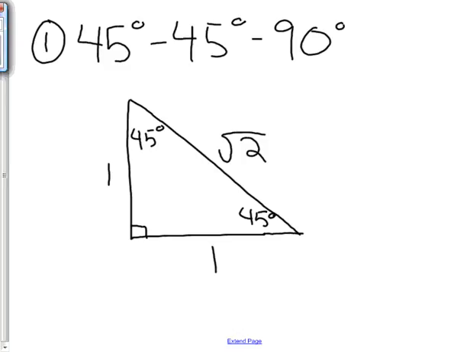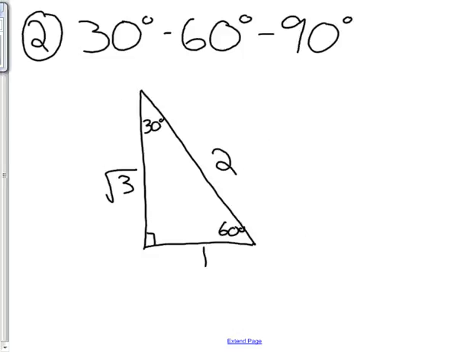Our second special triangle is a 30, 60, 90 triangle.